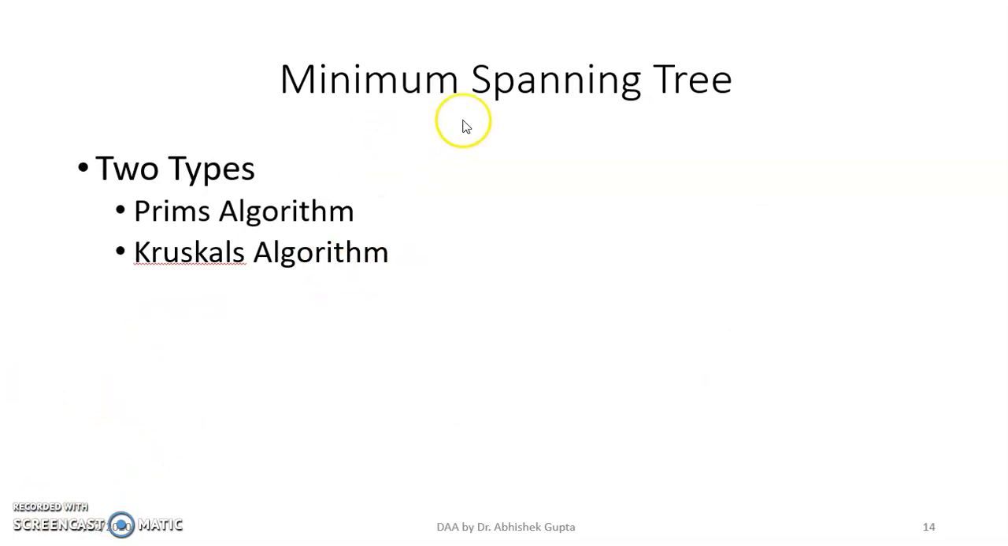Now we will discuss two algorithms for finding a minimum spanning tree, that is Prim's algorithm and Kruskal's algorithm. So in the next class I will discuss Prim's algorithm and Kruskal's algorithm.